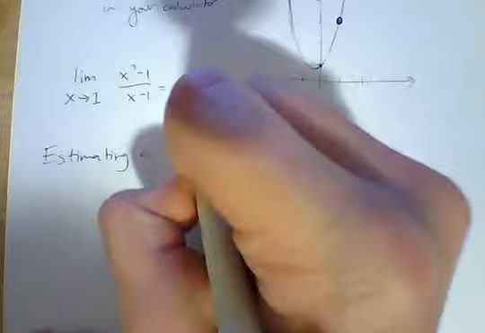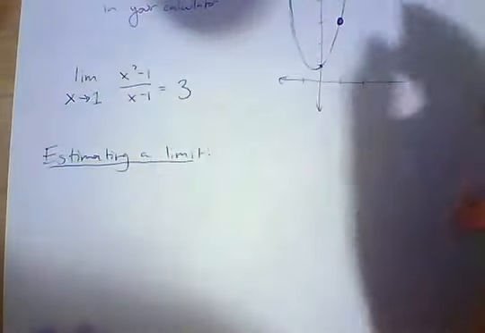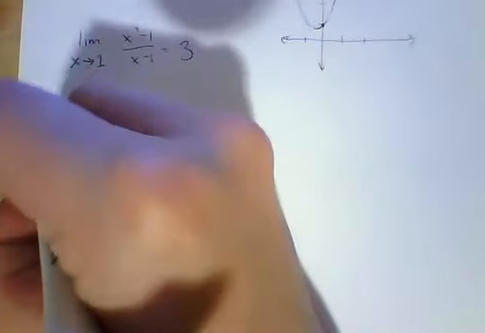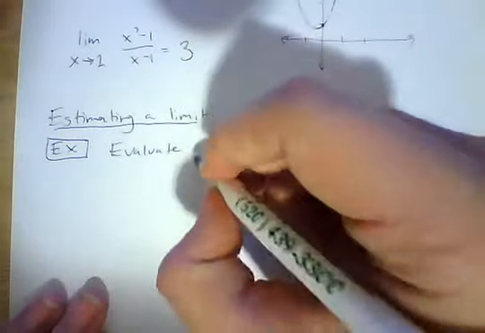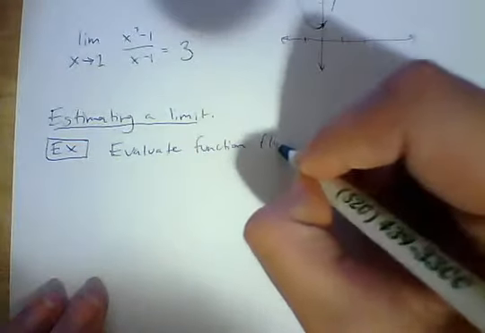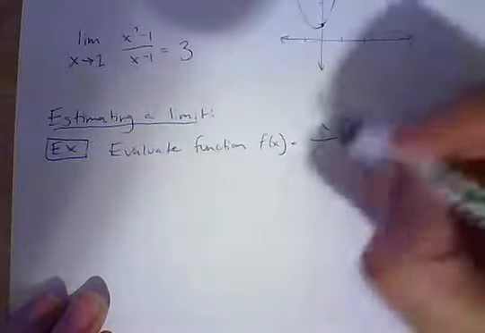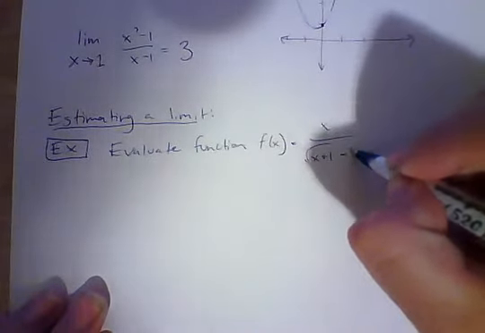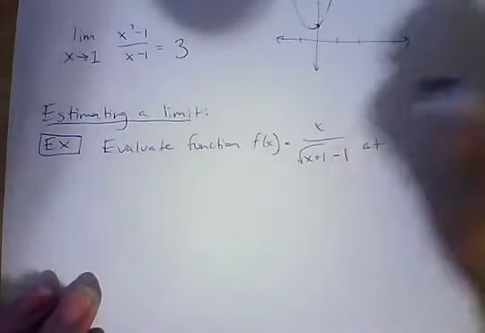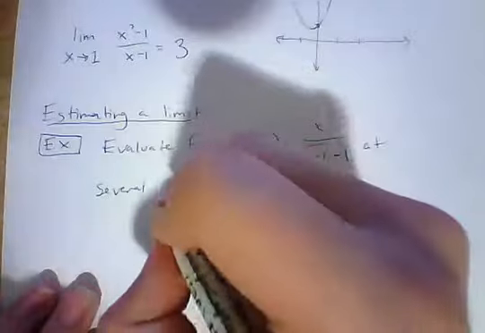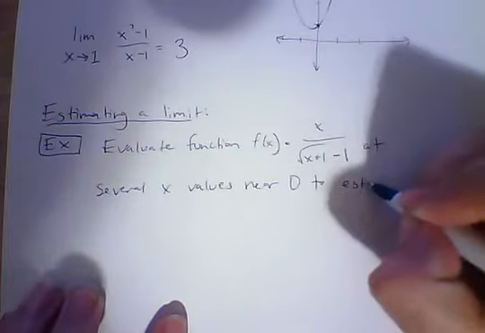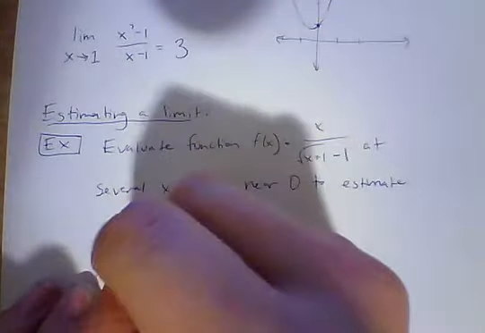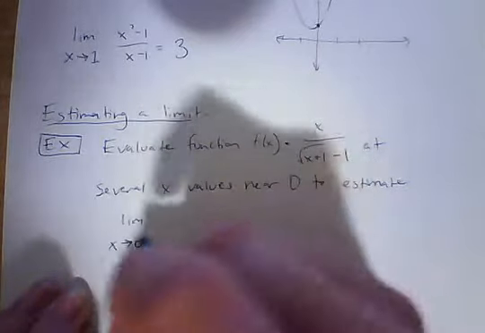Estimating a limit. And our example of that is going to begin with us evaluating the function f of x is equal to x over square root of x plus 1 minus 1, at several x values near 0 to estimate the limit as x approaches 0 for the function.